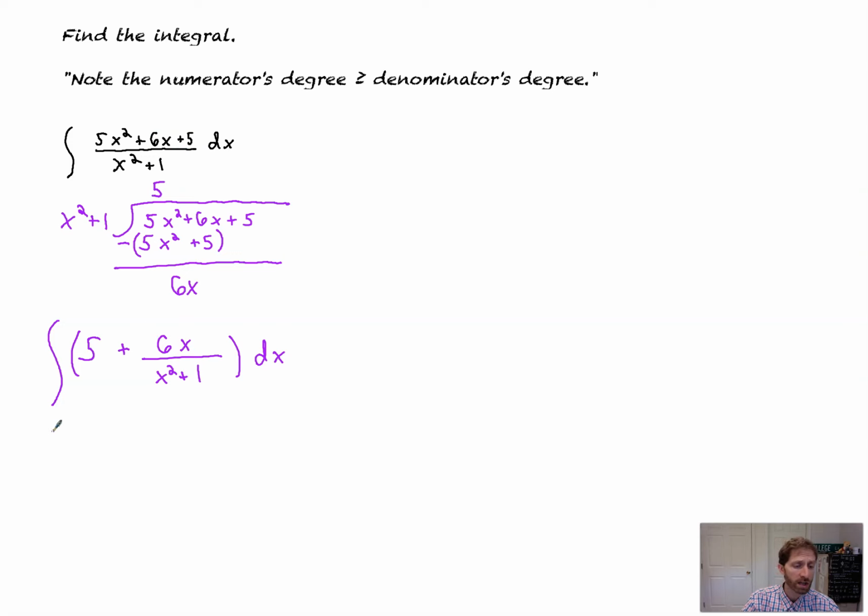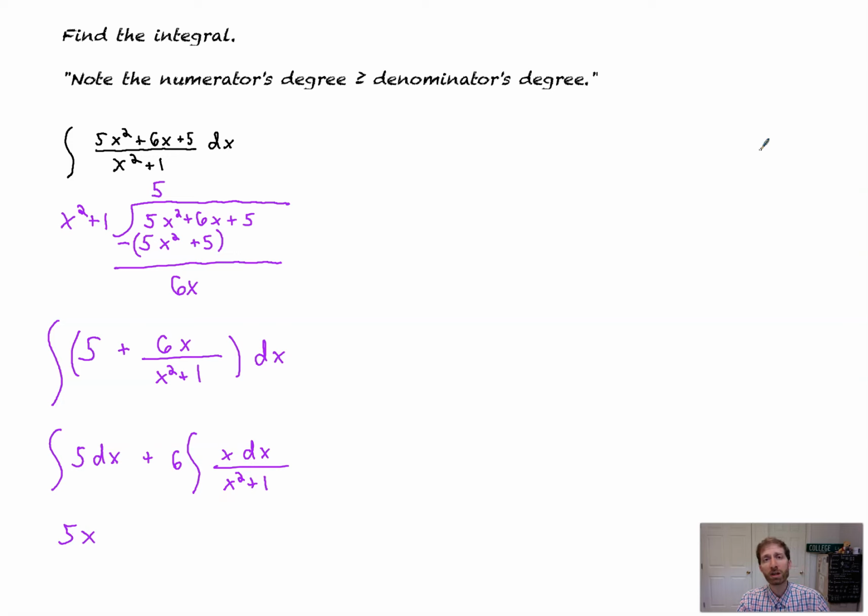Now I want you to look at this integral as basically two different integrands. You've got the integral of 5 dx plus the integral of, now that 6 I don't like, I'm going to factor it out, 6x dx all over x squared plus 1. I've separated this into two different integrals because the integral of 5 dx, that's easy. That's 5x. So hold that thought. Don't forget that that's there. This is going to need some u substitution.